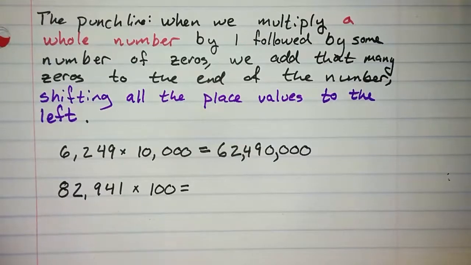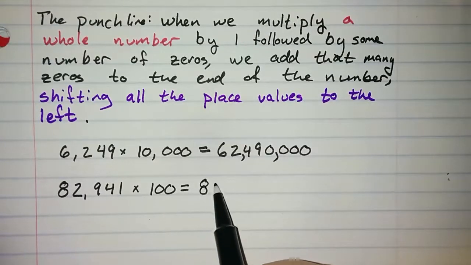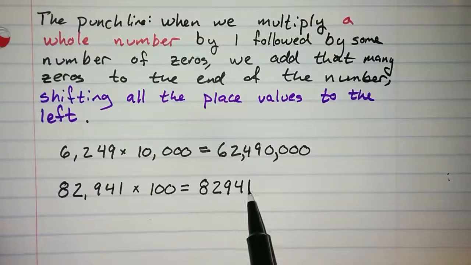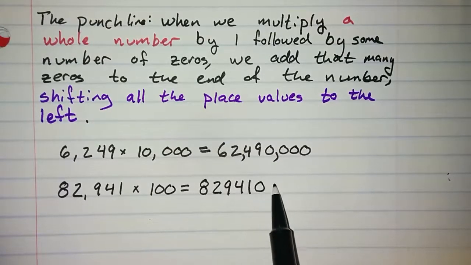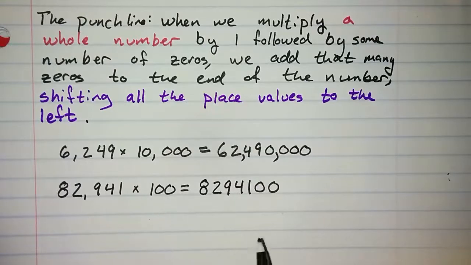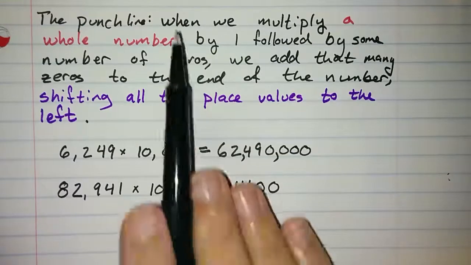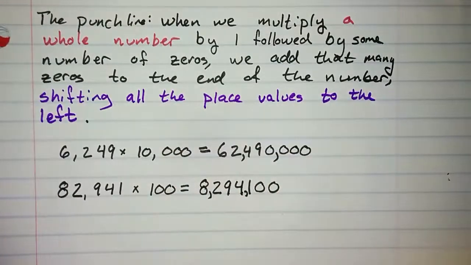Okay, so we copy out the digits of this number, copy out the 2 zeros, 1, 2, extra zeros, and then we put in commas. Notice we only put in the commas at the end once we see where all of the digits are. The answer is 8,294,100. Now this is going to be super useful because it shows us what happens to the place values when we multiply big numbers.